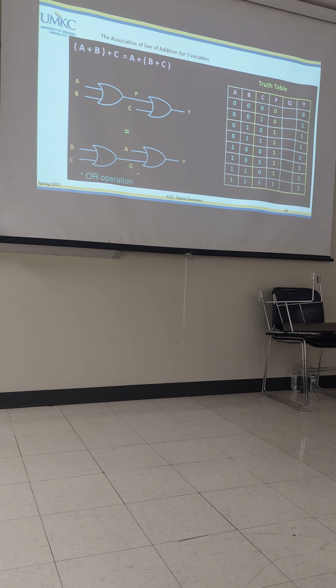And this one is the second associative law. We can do the same for the XOR gate too. For the XOR gate, you can also have the same result. That means A XOR B, and the output of A XOR B is given to the next XOR gate with C, which will give you the result. This is for XOR.